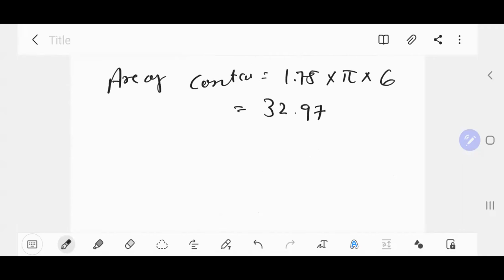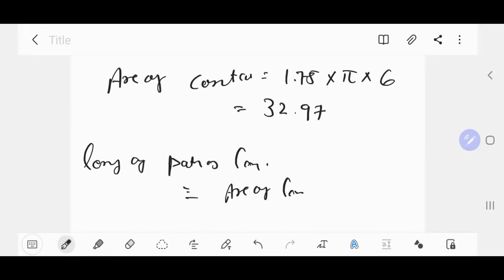So now we have the arc of contact. Can we calculate the length of path of contact? That is the reverse thing, simple. From the length of path of contact, we can calculate the arc of contact. Arc of contact is equal to length of path of contact divided by cos phi. Now just reverse the thing. Length of path of contact is equal to arc of contact multiplied by cos phi. Am I correct?